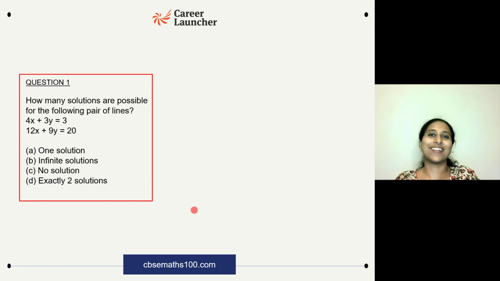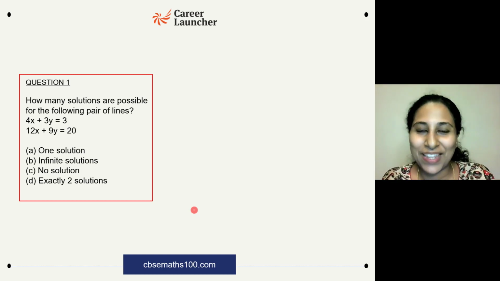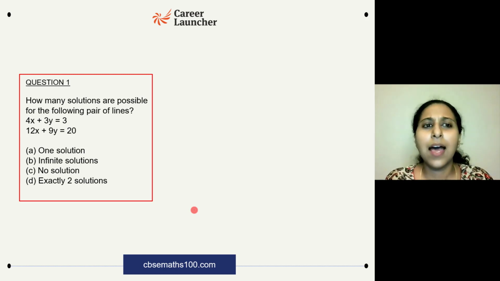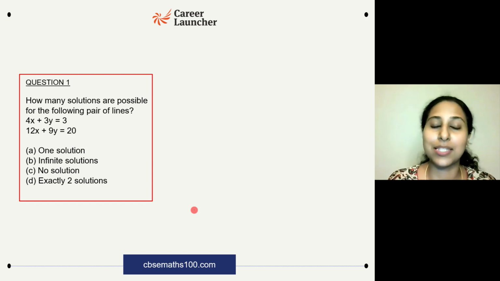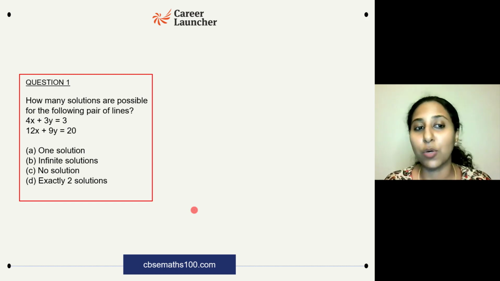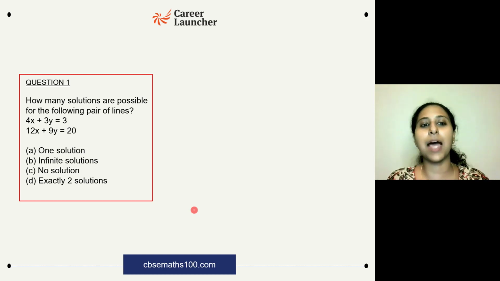Let us look at our MCQ questions now. The first question: how many solutions are possible for the following pair of lines? You are given two lines, 4x plus 3y equals 3, 12x plus 9y equals 20. You need to determine how many solutions are possible.